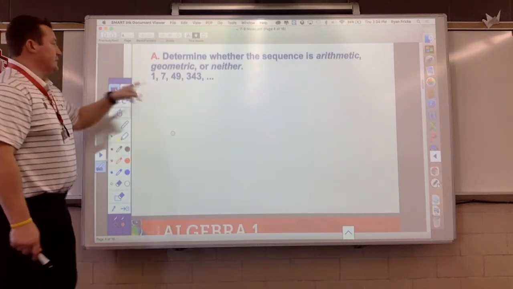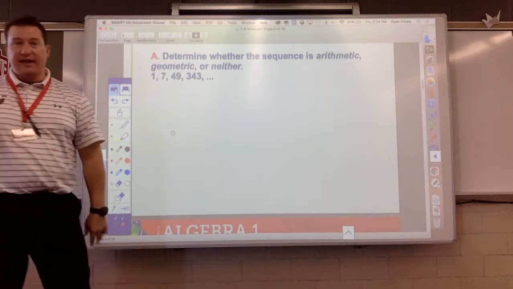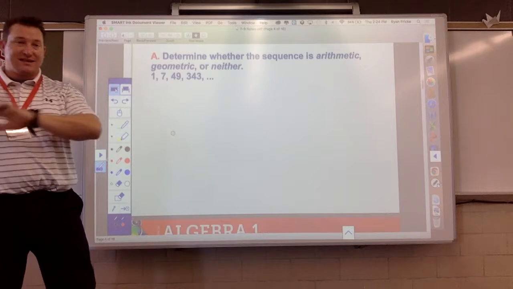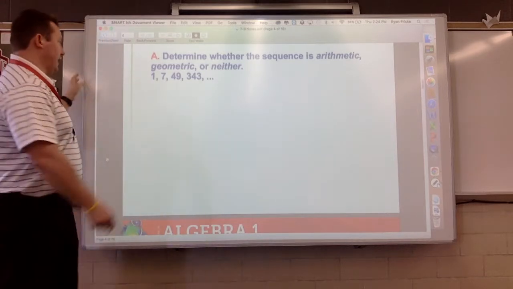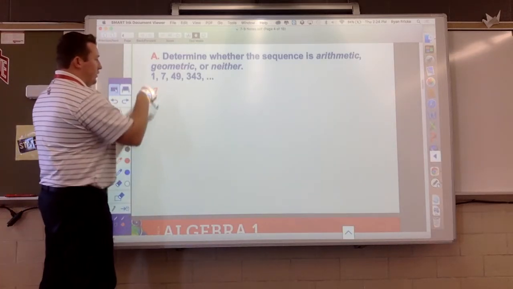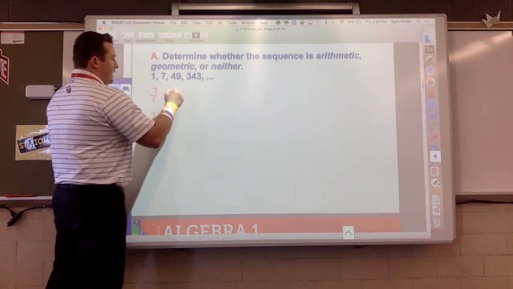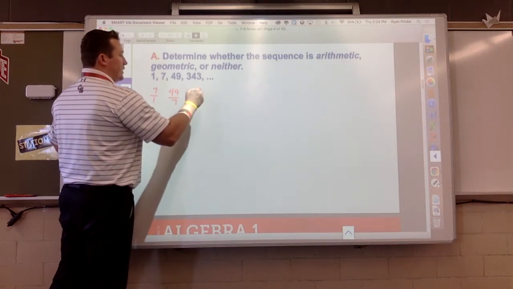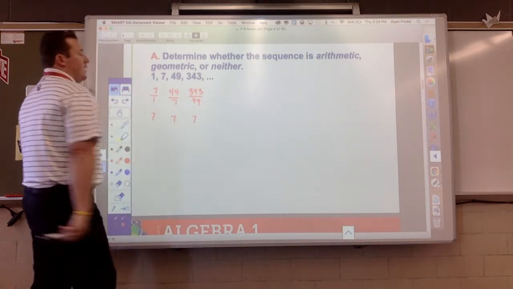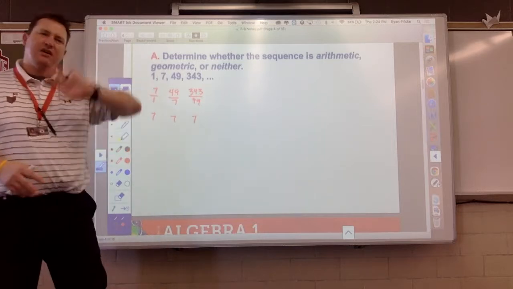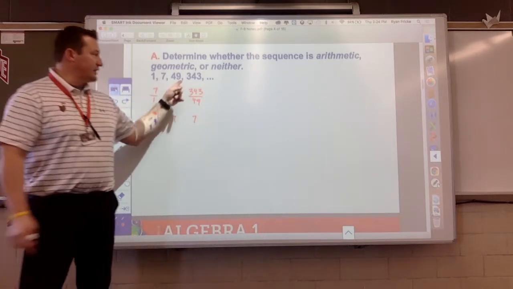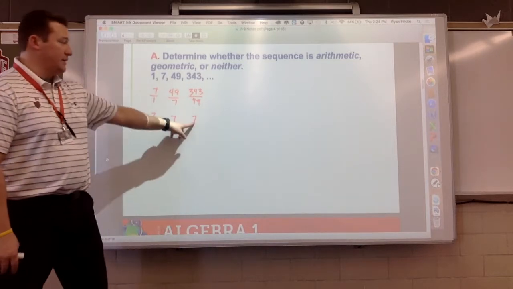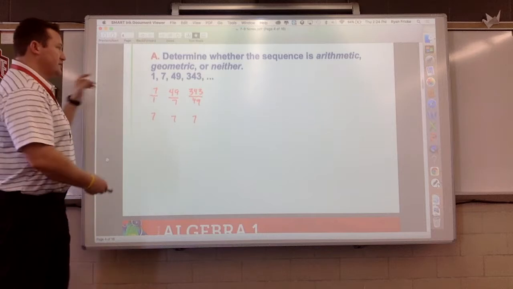Same thing here. Again, I'm looking at subtraction. I can tell you right now that minus that is 6, but this minus that is definitely not 6. So you are not arithmetic. Let's do our other trick. 7 divided by 1 is 7. 49 divided by 7, also 7. 343 divided by 49, 7. You can't just stop after the first couple and say, oh yeah, this is good, because eventually I'm going to sneak in some number down here that won't give you that same common ratio. So this one is geometric.